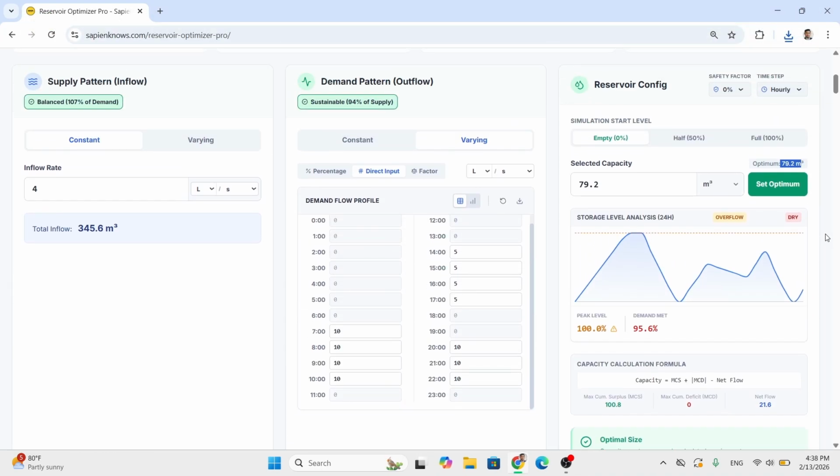So we have optimized, but we need to keep a safety factor. Let's keep at 5%, or we can directly enter the value. Let's keep it 5%. Let's just keep the size of the tank at 90.